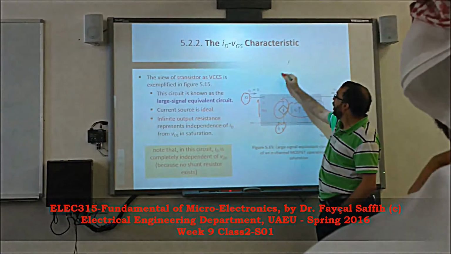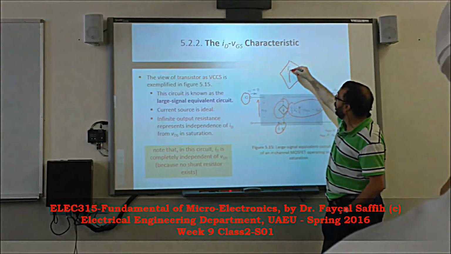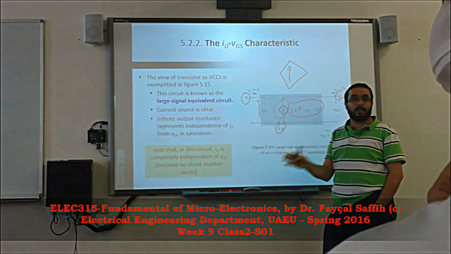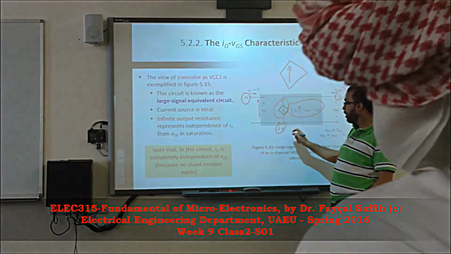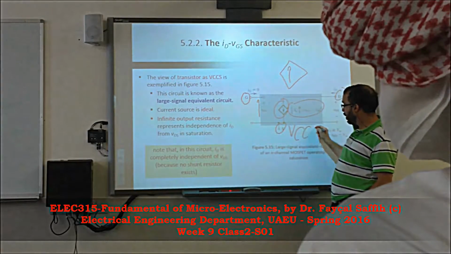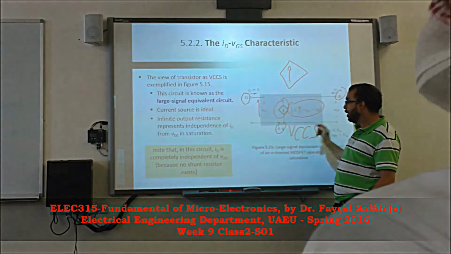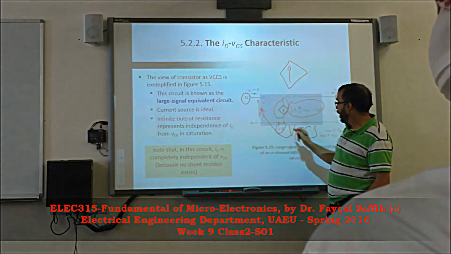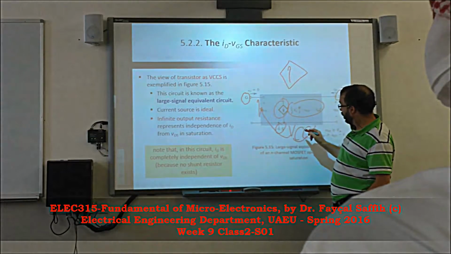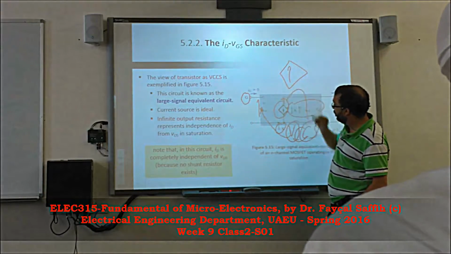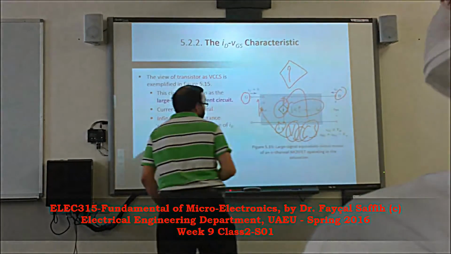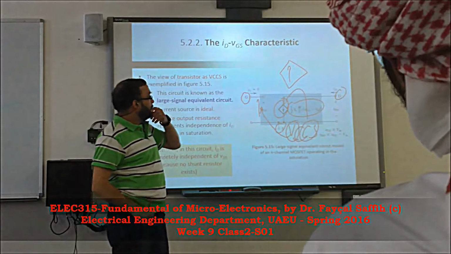Whenever you see a diamond shape with an arrow there, up or down, it's actually a current source. Because now this device is working like a current source, a VCCS, voltage controlled current source. This voltage is the controlling voltage, and this part is the current source. That's it.